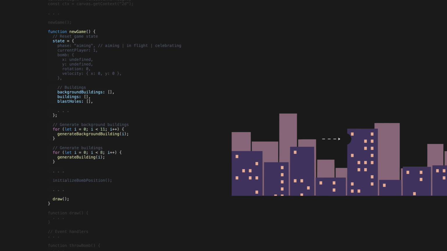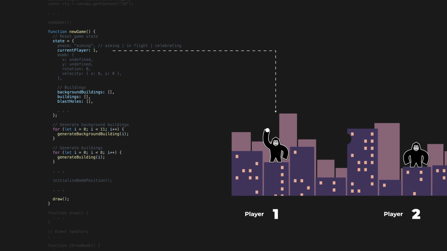Then we have an array that includes the blast holes. The main buildings are destructible, and we need to keep track of the impact positions. We will cover this later when we get to hit detection. Then we have a property that tells us whose turn it is. Player 1 is on the left and player 2 is on the right. This value works together with the game face property.